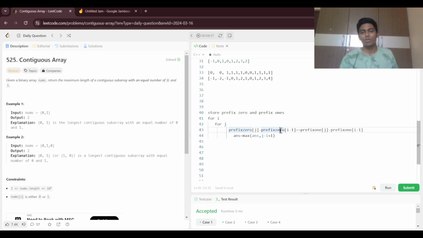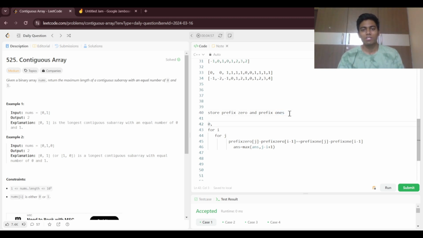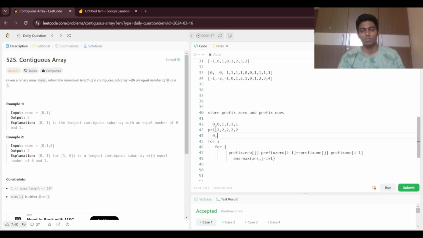Can we optimize it in a better way? This is going to store the number of ones and zeros at each particular index. Suppose I am given 0 0 1 1 1 1. Now prefix 0 is going to store the number of zeros, so it is going to be 1 1 2 2 2 2. And prefix 1 is going to be 0 0 0 1 2 3 4. So at each index we store the number of zeros and the number of ones. This is for prefix 1.